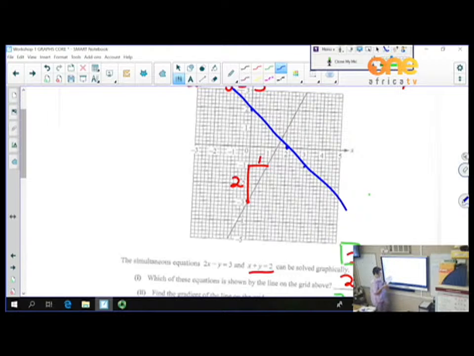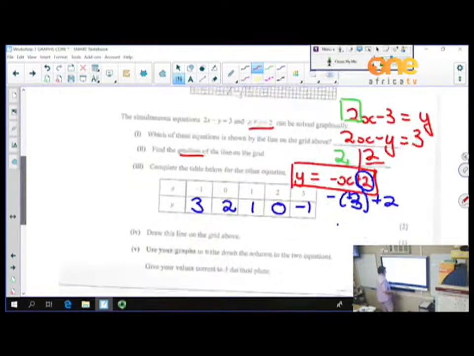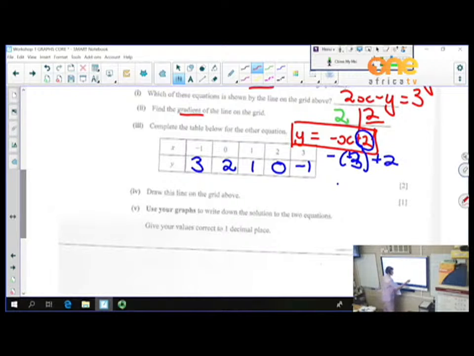And the last question says, use your graph. That means you need to read it off to find the solution of the two equations. And the solution is there where they intersect. So this is the point that we're looking for, where the two graphs intersect. That is my solution that I'm going to read off. And mine is 1.6. Again, you may have 1.5 or 1.7. It might differ a little bit. This one shouldn't be too difficult to get the correct one. So this is a straight line graph.